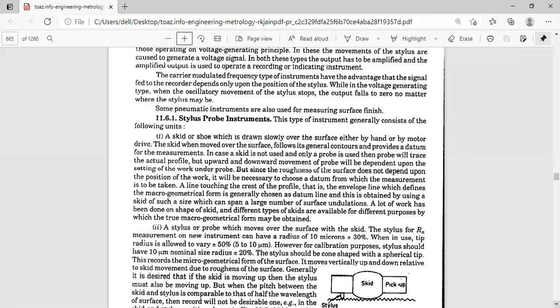Stylus or probe sometimes will have a diamond tip also, but it is very costly, in lakhs of rupees. That's why the stylus or probe we use in surface measuring instruments will start from 25,000 to 1 lakh or more. Whenever you are using this stylus or probe in the direct measuring instruments, it will be recording the micro geometrical form, small surface irregularities, just like roughness, and it will be moving vertically down relative to the skid movement. That is very important.